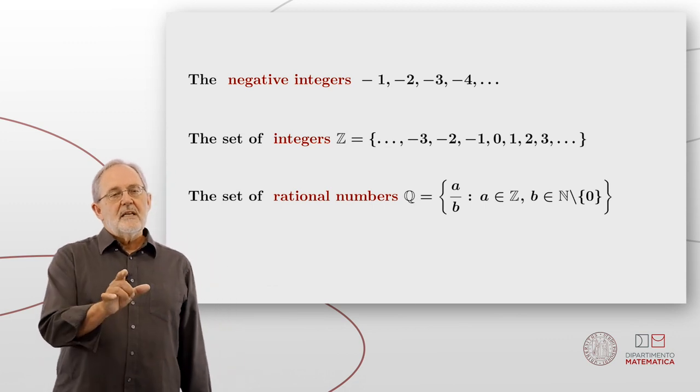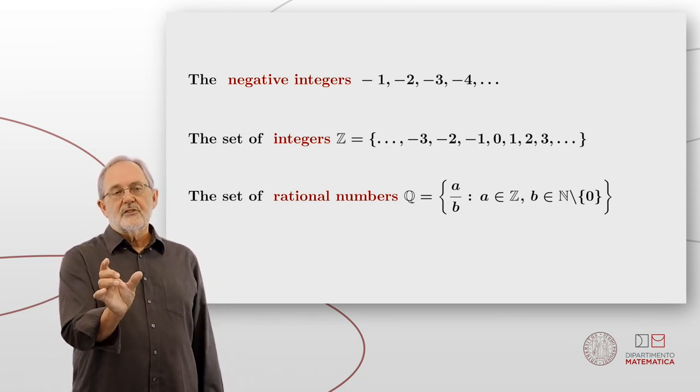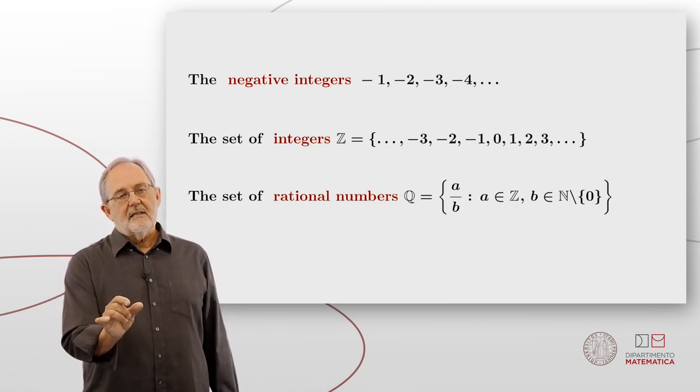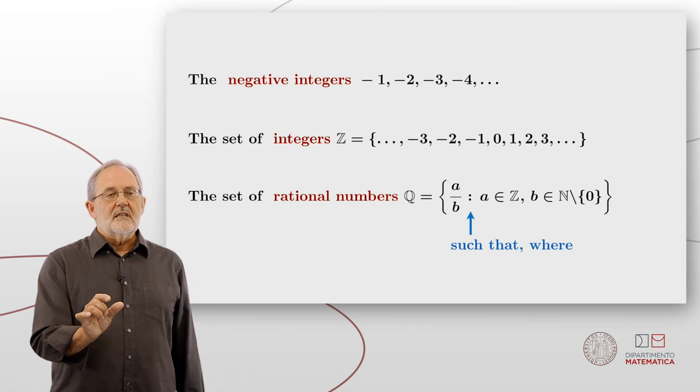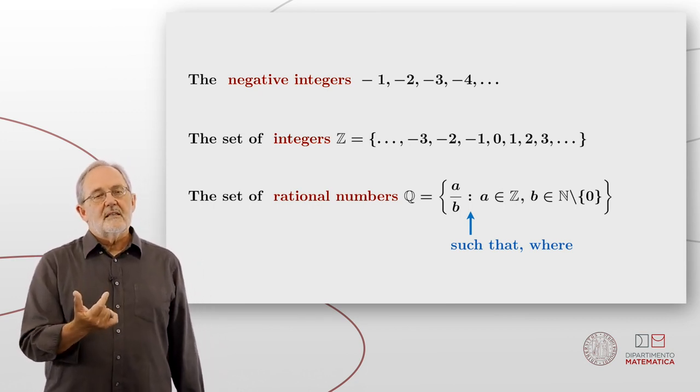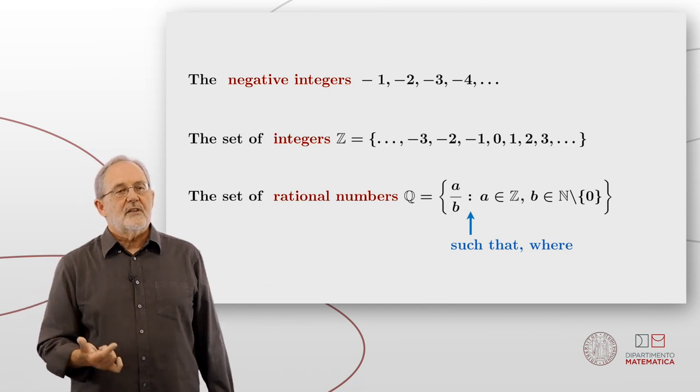Notice that in reading the name of the set Q, the description rather of the set Q, you say a over b such that, and so forth. The colon, the 2 dots there, is a way of describing a set, and it stands for where or such that.